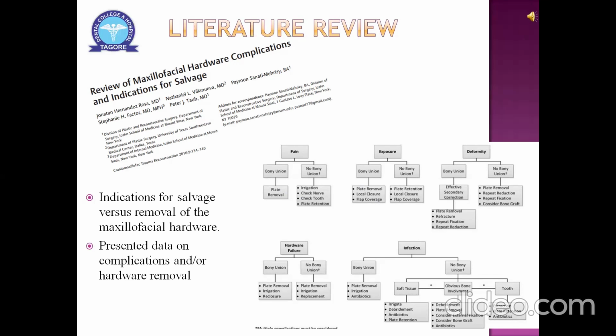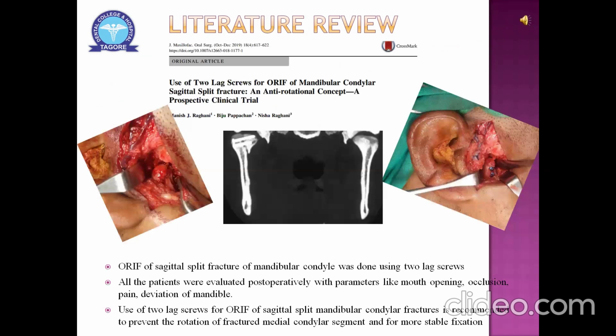In case of infection, the main parameter considered is bony union. If there is only soft tissue involvement, then irrigation followed by debridement and plate retention was followed. In case of obvious bone involvement, debridement followed by hardware removal was considered. And if only tooth involvement was there, extraction of the offending tooth followed by irrigation of the hardware system gave better prognosis.